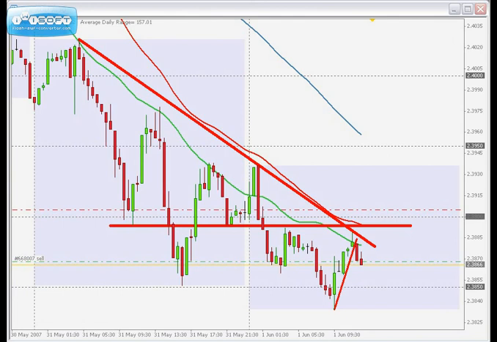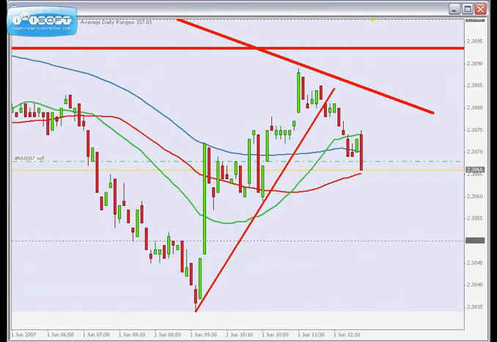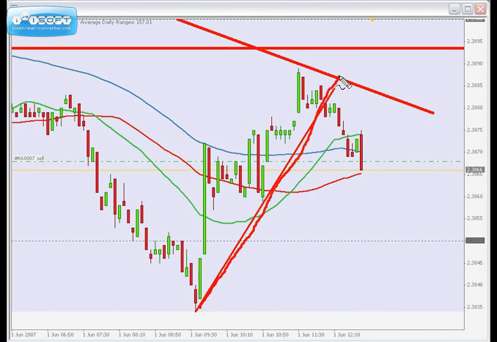Just a quick update to let you know that I've triggered my sell order on the GBP Australian dollar 1 minute ago. You can see that's my entry level right there. Let me zoom into the 5-minute chart. I've seen a retracement trend line breakout.